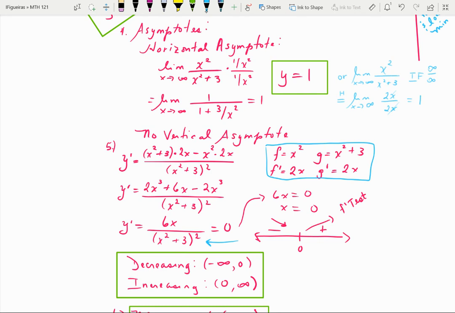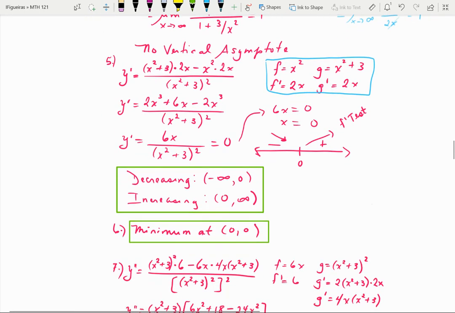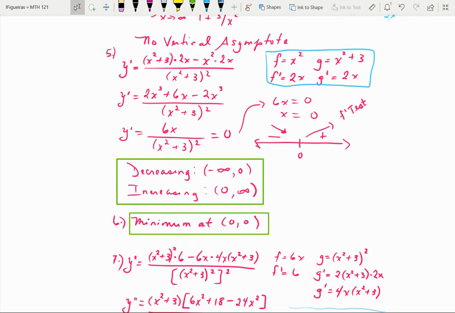And so in summary, the graph is decreasing from negative infinity to 0, and it's increasing from 0 to infinity. Okay, so now that means that 0 is an extreme value, and it's actually a minimum because the graph is decreasing then increasing. And when x is 0, your y is 0, and so here's your minimum value. There's no maximum.